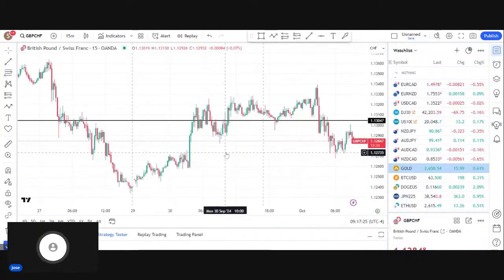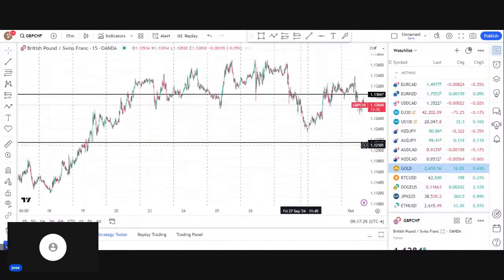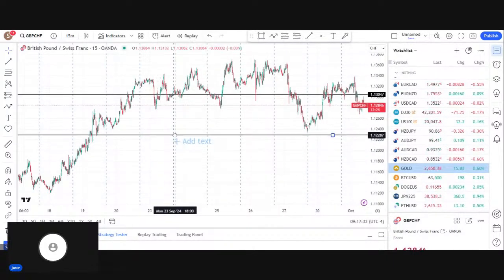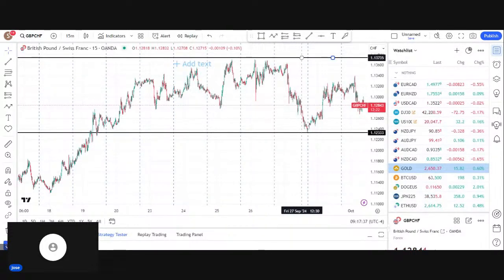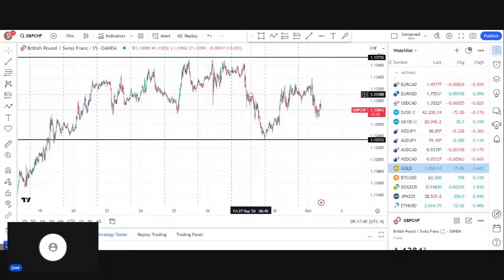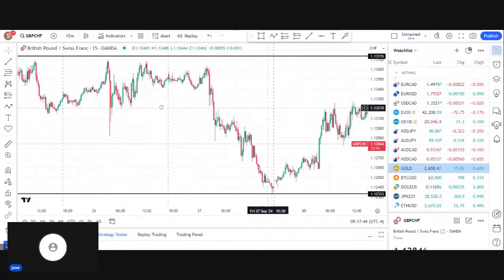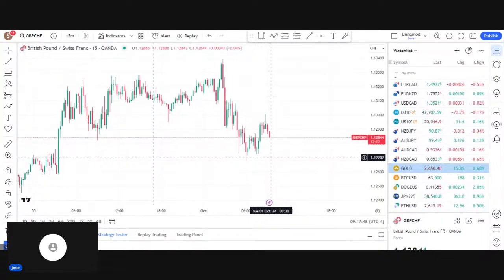I see we have... so where is the low? The low of the week is down here. The high of the week is up here. So we are inside, and we don't have any signal from the failed breakout, no problem. So I wouldn't be trading this one.